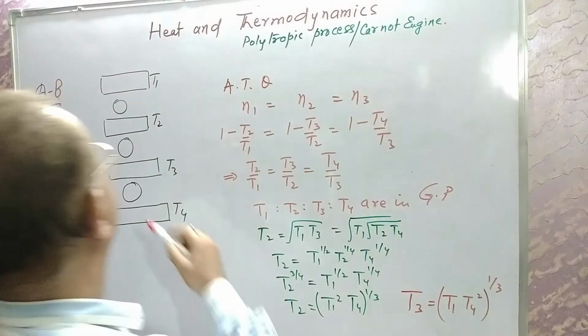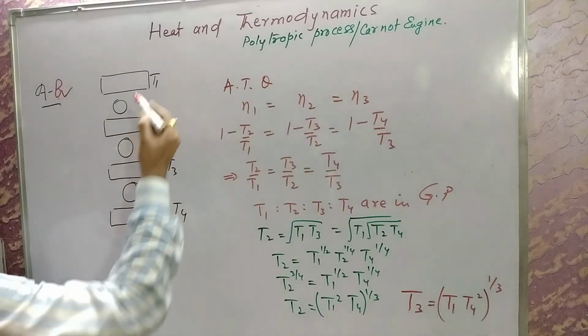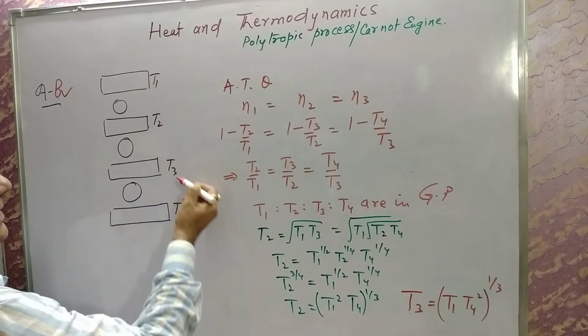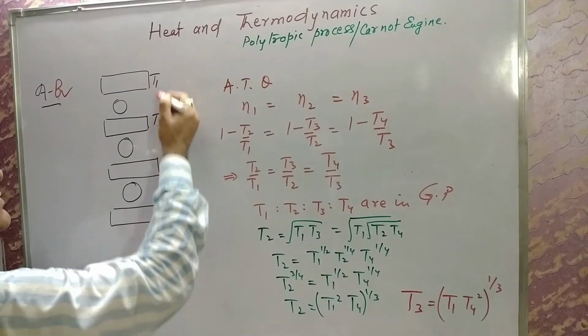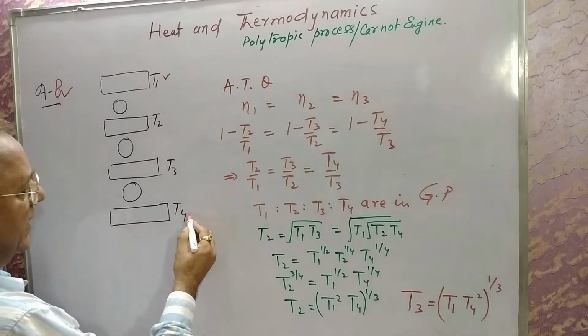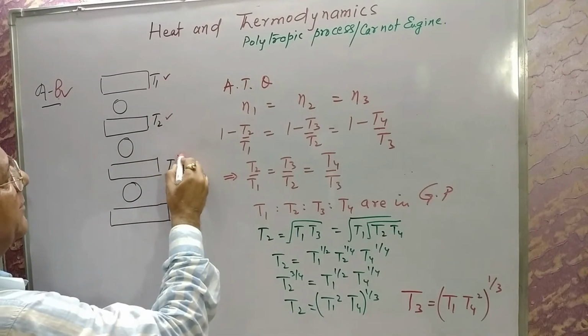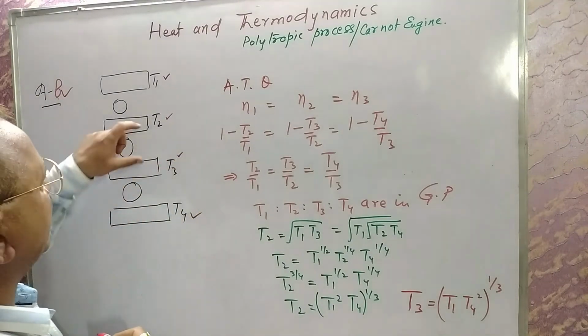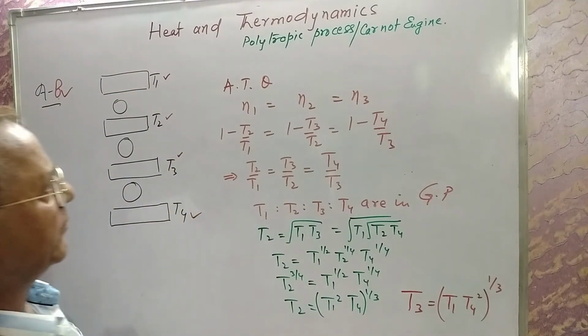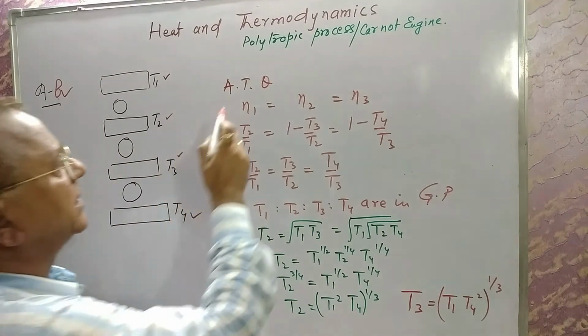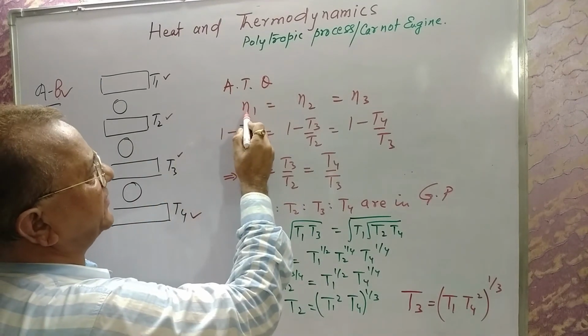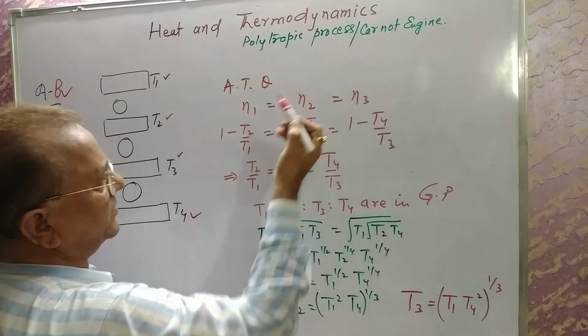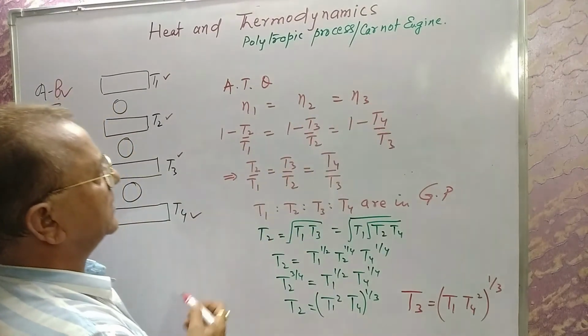Answer number 8. Again, a sequence of heat engines is given. 3 heat engines are given which operate between T1 and T4. Intermediate temperatures are T2 and T3. We have to find T2 and T3 in terms of T1 and T4. Now according to the question, the efficiency of the first is equal to the efficiency of the second, which is equal to the efficiency of the third.